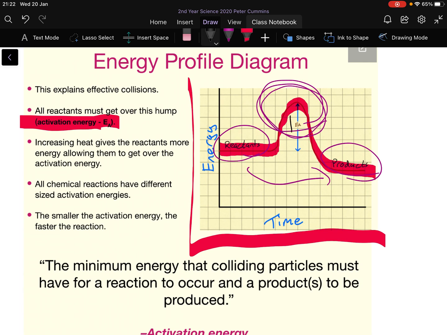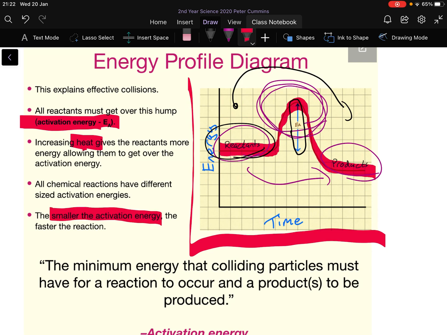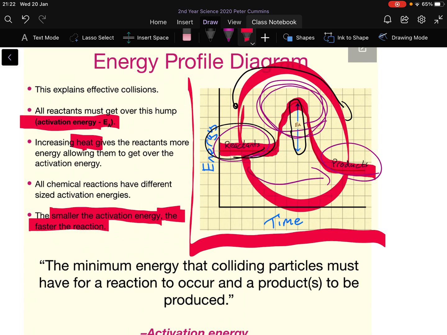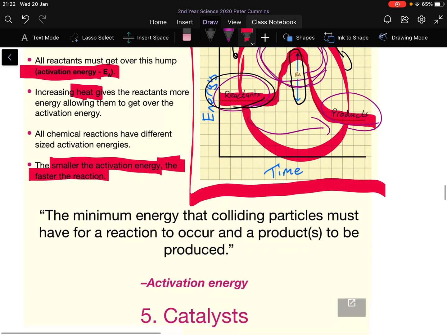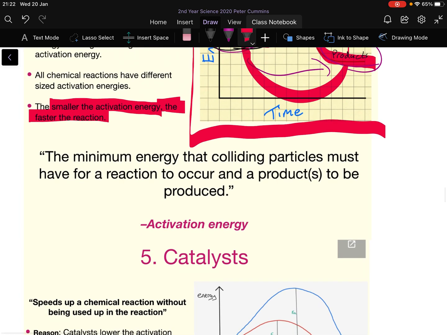So this thing in the middle here, I'm just going to go in black. They must have enough energy supplied to get from here over to here. If they don't, they stay as reactants, so they don't get there. So as we said before, increasing the heat puts more energy in, gets them over the hump, gives them enough activation energy to make it over to the products. The smaller the activation energy, so the less activation energy you need, the faster the reaction. This is quite a big hump on this diagram here. The smaller the hump, the easier it is to increase the speed.